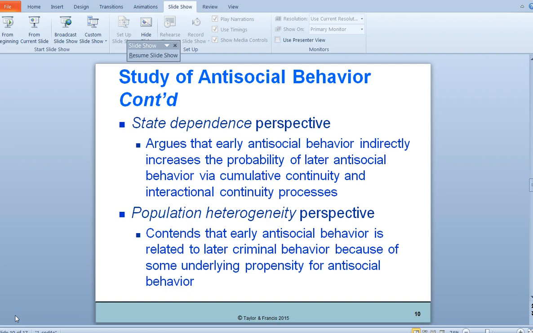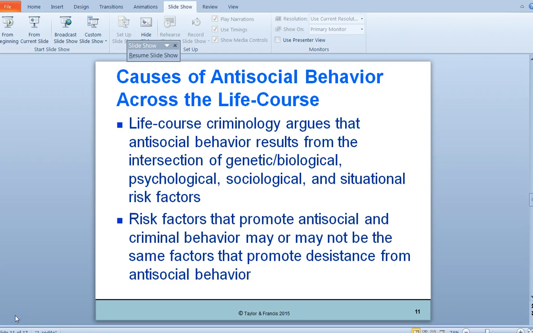It argues that early antisocial behavior indirectly increases the risk of later antisocial behavior. The population heterogeneity perspective argues that early antisocial behavior is related to later criminal behavior because of some underlying propensity for that behavior. There's an underlying reason for that behavior.